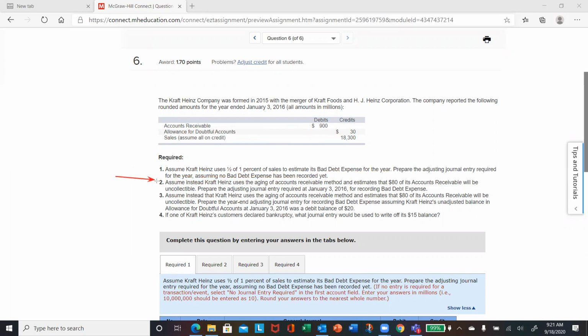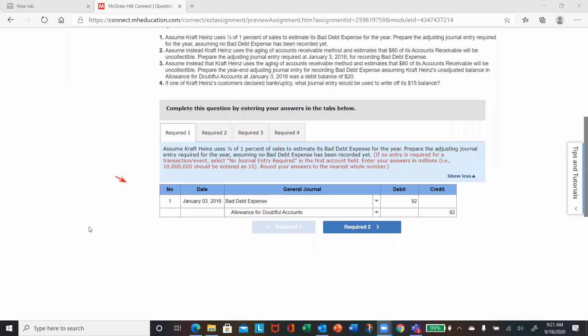And then on part 2, it says assume instead they use the aging. So they give you a little bit of comparison here with the credit sales method and the aging method. And then on part C, they're just changing a couple things, still using the aging method. And then part D, part 4, you're going to do a write-off of 15. So let's start with the first one.